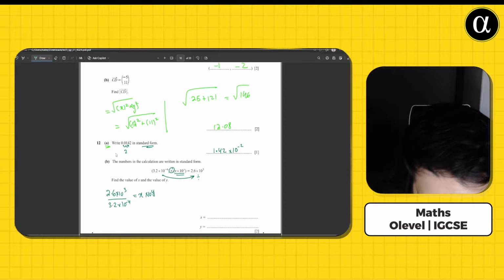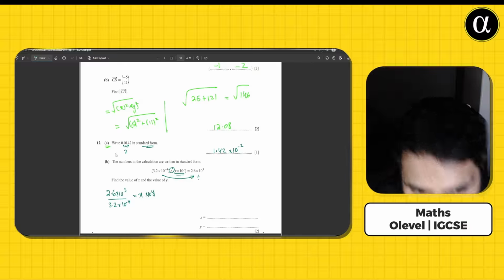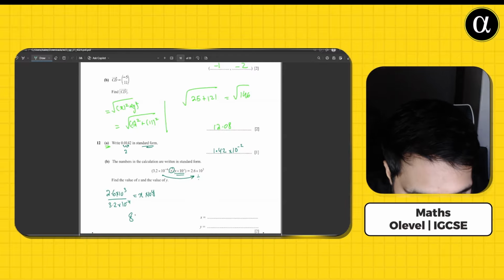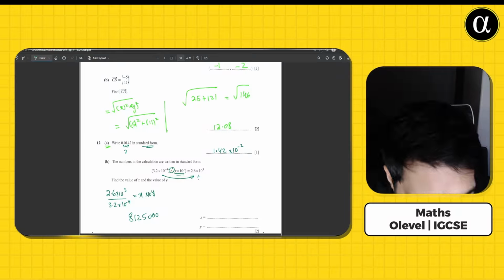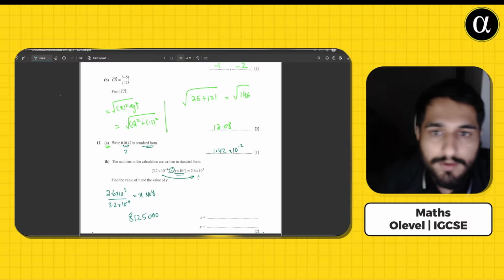divided by 3.2 into 10 power minus 4, and this gives us 8,125,000. So the answer for this is 8,125 and then 000. Now we need to write this in standard form so that we can write it in this format.